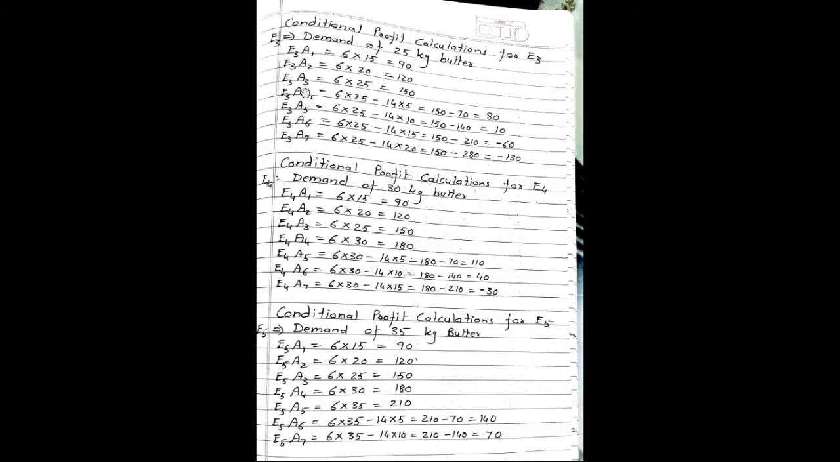E3, A3. Demand of 25 and stock of 25. So we can sell 25 kg. So 6 into 25, that becomes 150. Then E3, A4. Demand of 25 but stock of 30. So naturally 5 kgs will remain unsold. So 6 into 25 minus 14 into 5. So 150 minus 70. Answer is 80.